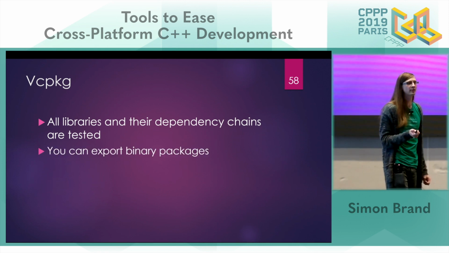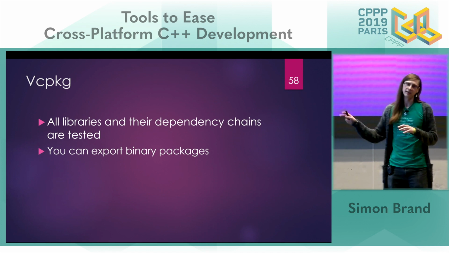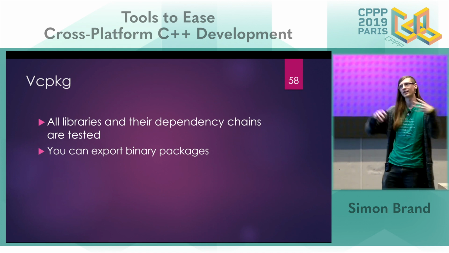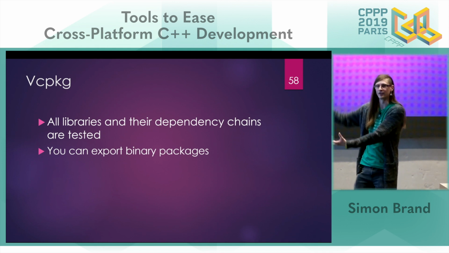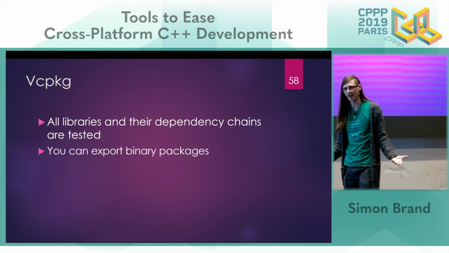You can export binary packages. So although Vcpkg, as I just showed, will build everything from source, you could do this, say, on a build farm, and then distribute all the binary packages to your developers so that you don't have to build all your dependencies all the time.